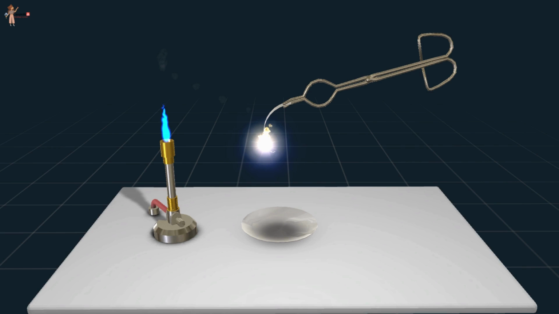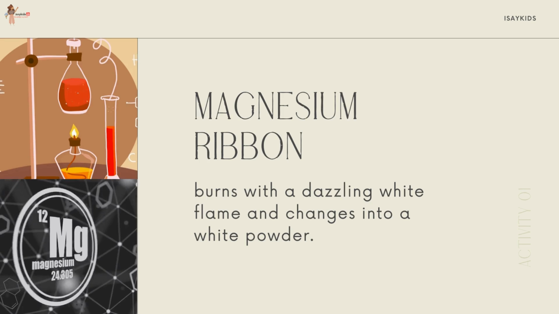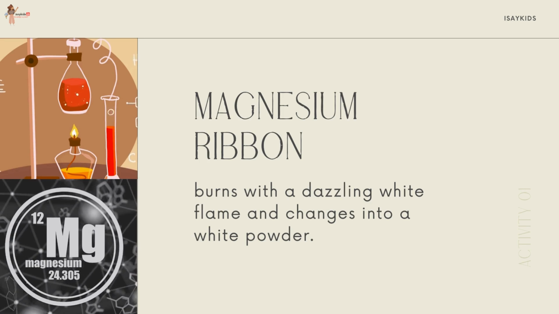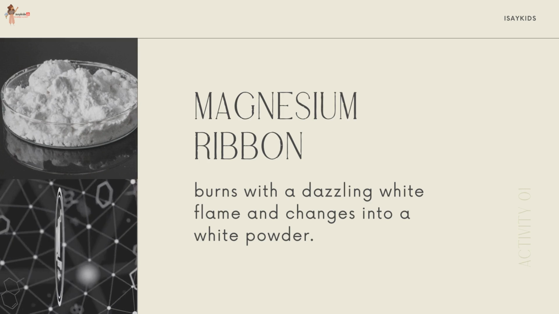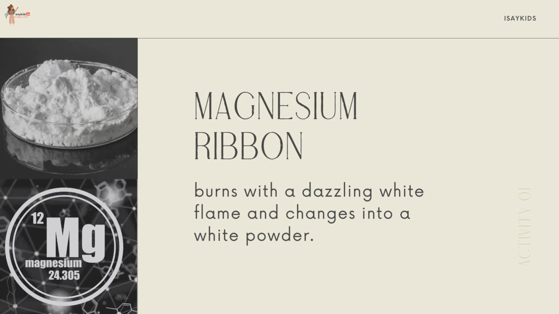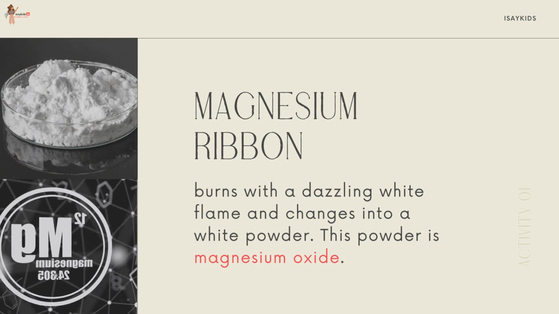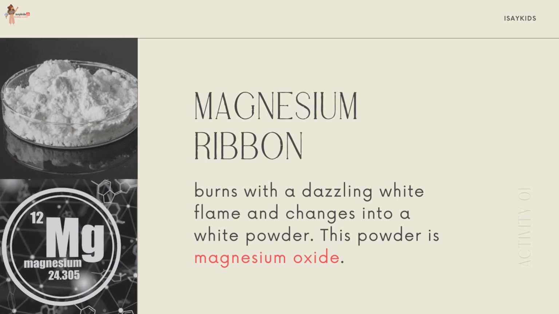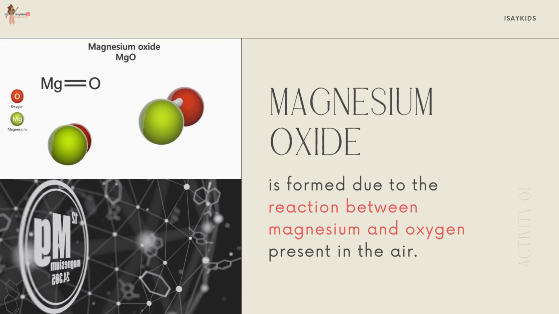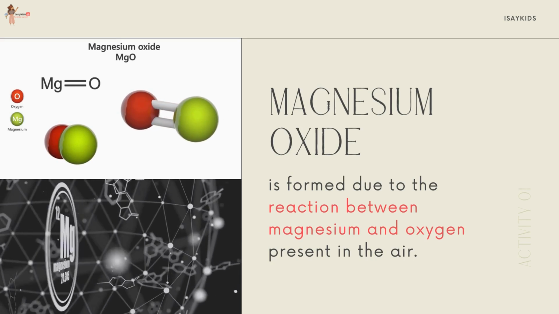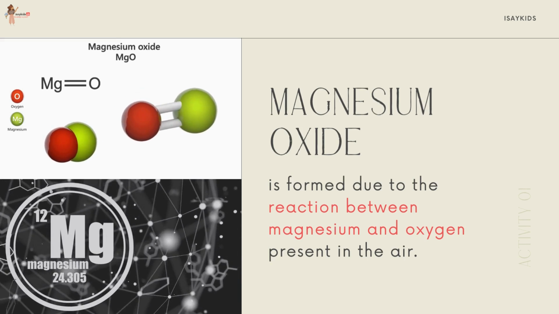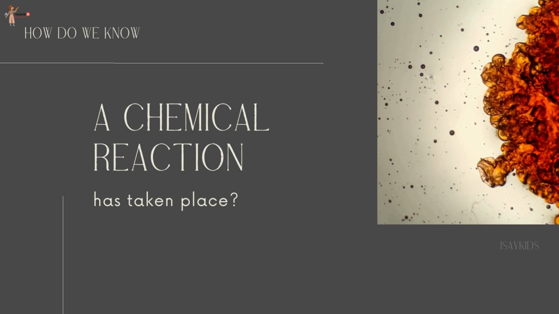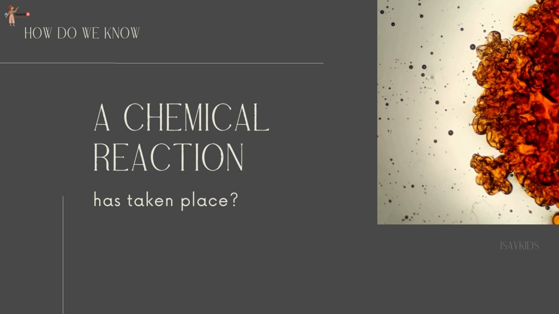Guess what he observed? He observed that the magnesium ribbon burns with a dazzling white flame and changes into a white powder. This powder is magnesium oxide. It is formed due to the reaction between magnesium and oxygen present in the air. Now, if I ask you, how do we know that a chemical reaction has taken place?